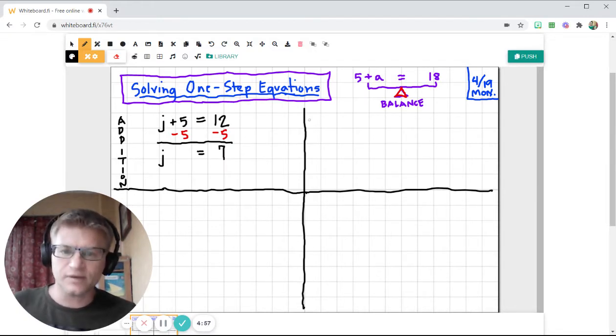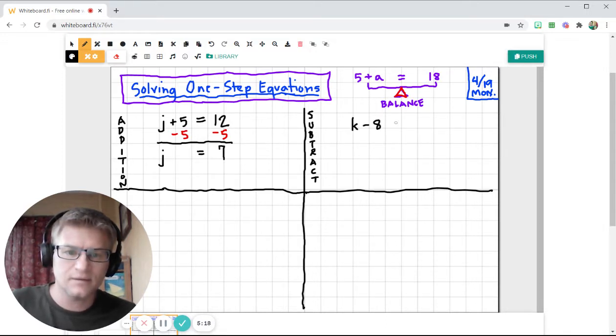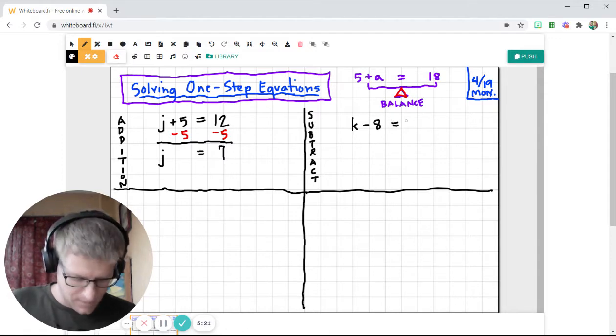Okay, now we're going to do a subtraction one. And I think the longest thing about these types of problems is going to be writing in subtraction like I want to. Let's see if I can fit it. Let's just say subtract because I'm going to run out of room. Okay, let's do another one. This one's different. We're going to go k, and I'm going to have k minus 8 equals 12.